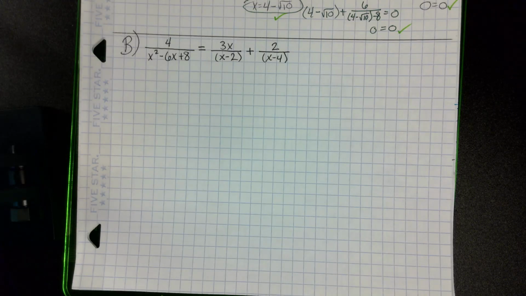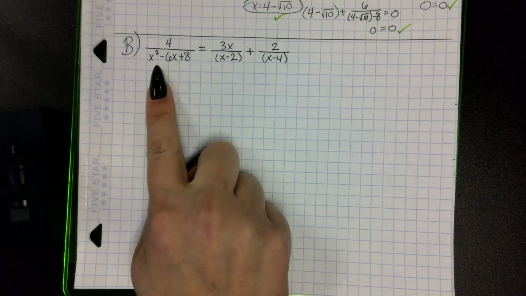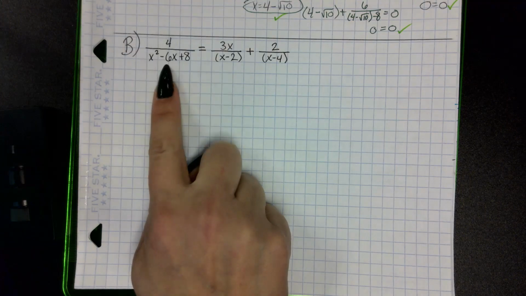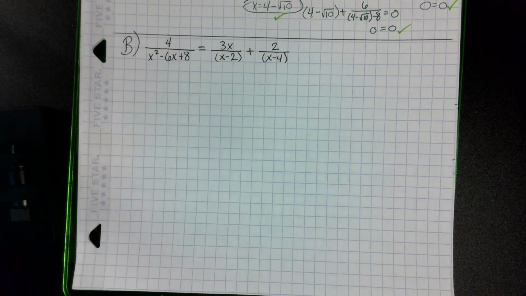All right, so one more. We have this whole thing. But first, before you get started, you should see that you have a quadratic in the denominator. You should factor that. We should start by factoring that denominator.